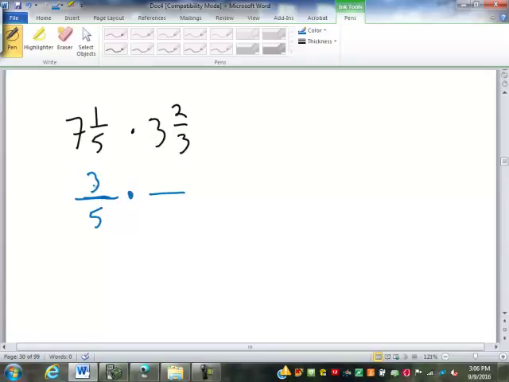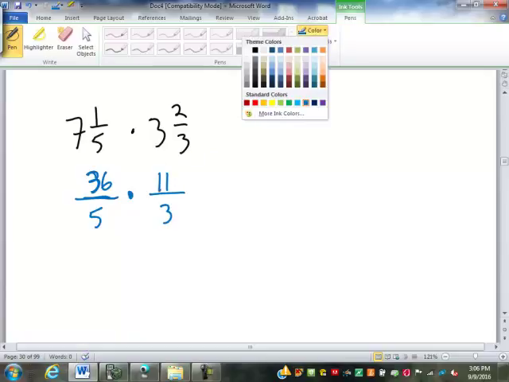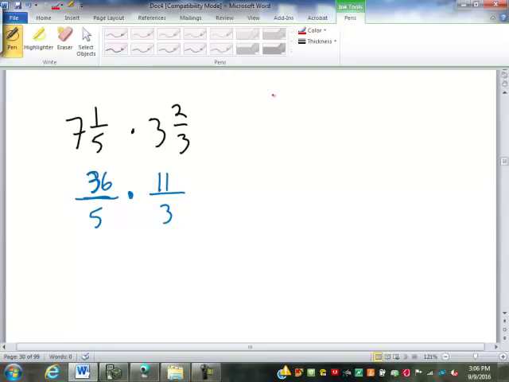I heard somebody say 36. This is going to be how many thirds? 11. 11, perfect. Before I multiply, what do I want to do? I mean, I could multiply, but I can reduce. Both those divide by 3. 3 divided by 3 is 1. 36 divided by 3 is 12.